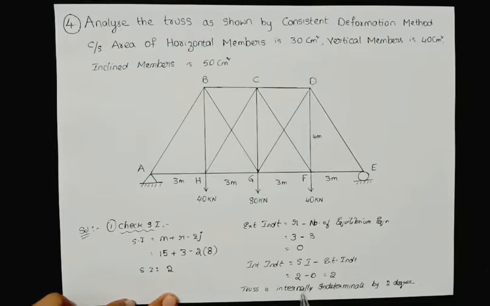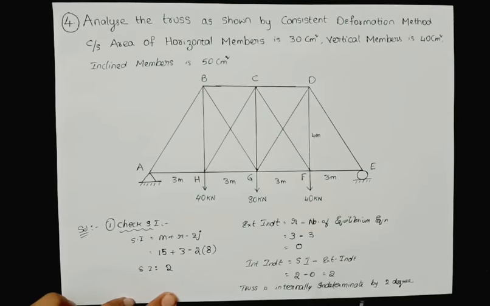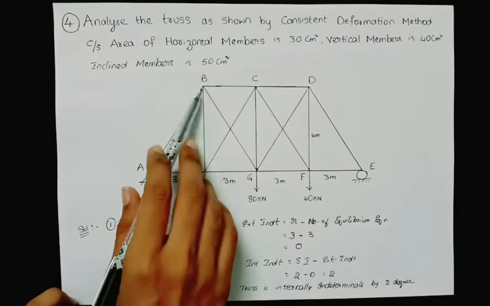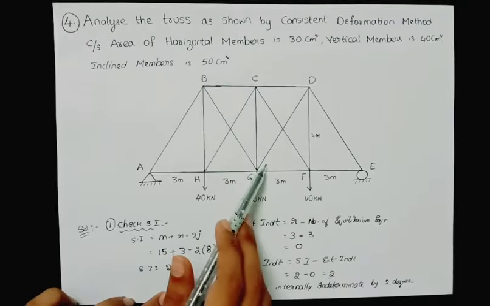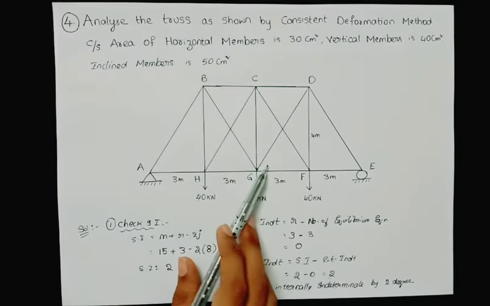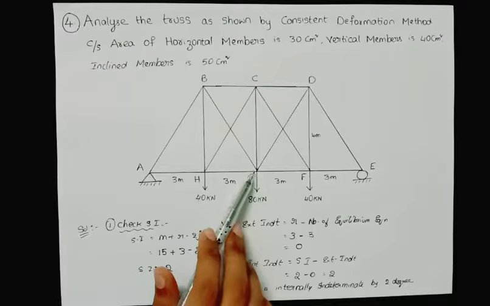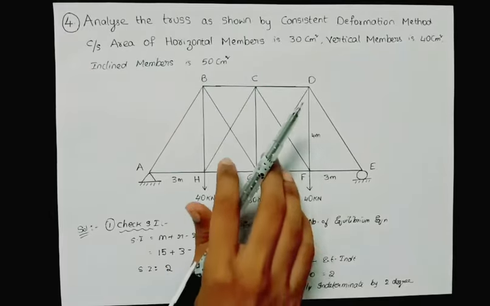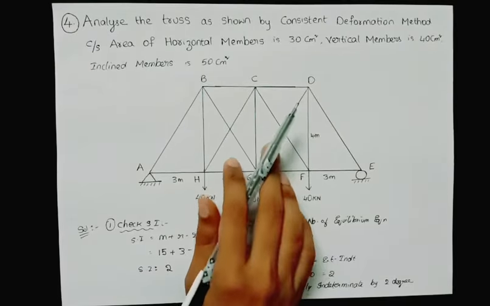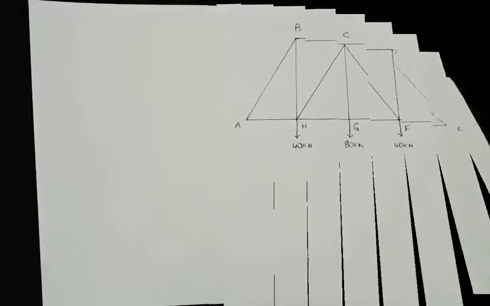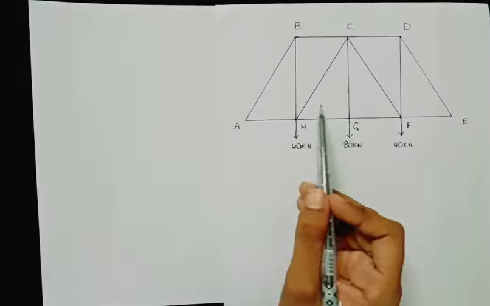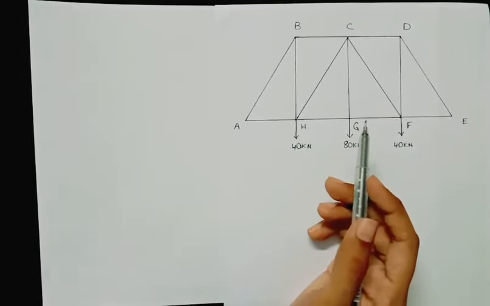Since I got internal indeterminacy, I will choose members as redundant. The value is 2, so I have to choose 2 members as redundant. In this problem I will choose BG and DG as redundants, but you can choose any member. I am removing these 2 members from this truss and I will redraw it. After removing the redundants, this is the diagram I have obtained.